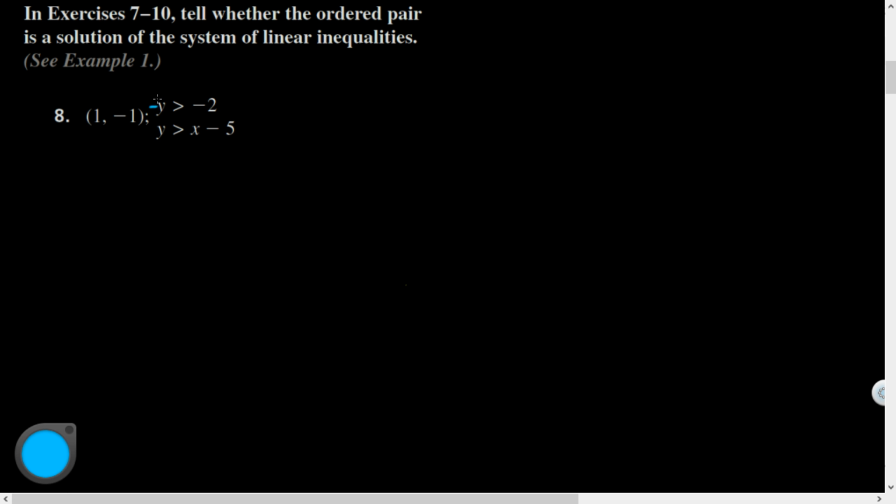So here we go. Here's the first line. I'm going to check to see whether or not this point is a solution of it. That's an x and a y. I'll plug in those values. It looks like this one only has y. Is -1 greater than -2? That is true.